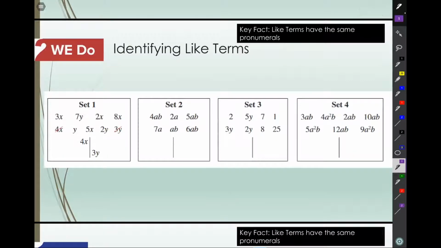Right, this is another one that I want you guys to pause and do on your own. I'll show you how to do the first one and then you can fill out the last 3. We want to use this line to divide 2 sets of like terms. So on the left side of the line, we're going to put everything that's a like term with 4x. So that means everything that has an x. And 8x will be the last one. Okay, so that's our set of like terms, all having an x. And then on the right side, we're going to put everything that has a y, because these are all like terms.